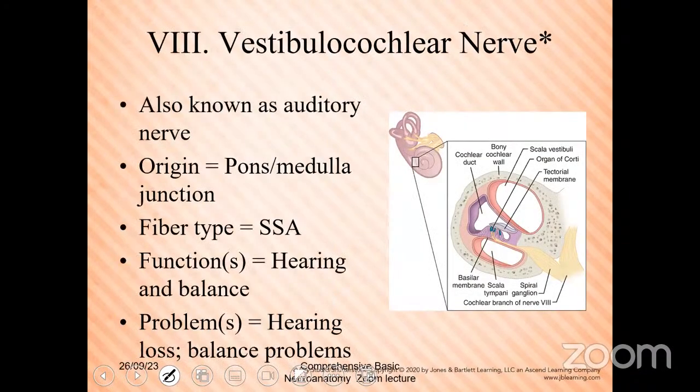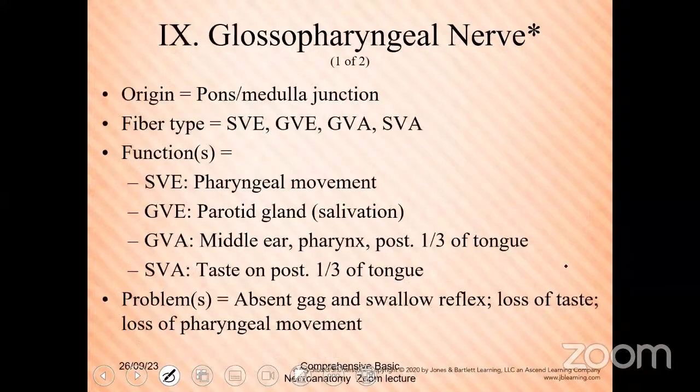So the vestibulocochlear nerve, also known as the auditory nerve, you can see the scala tympani. This is the spiral ganglion. You can see the nerve that is taking away the auditory responses from the ear. This is the basilar membrane and the tectorial membrane, part of the inner ear, and the scala vestibuli. This is called the organ of Corti, and the bony cochlear duct. So these are important, subserving the auditory function, known as the auditory nerve. It arises at the pons and medulla junction, and it has special sensory afferents. Hearing and balance are controlled by the vestibulocochlear nerve.